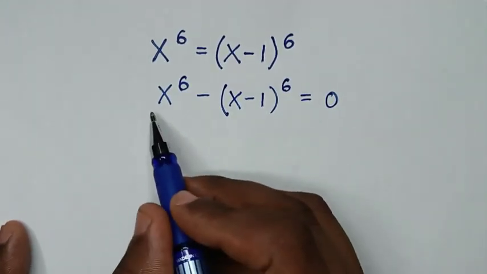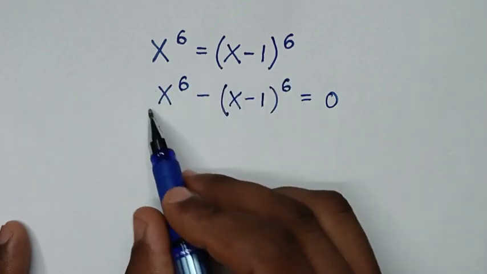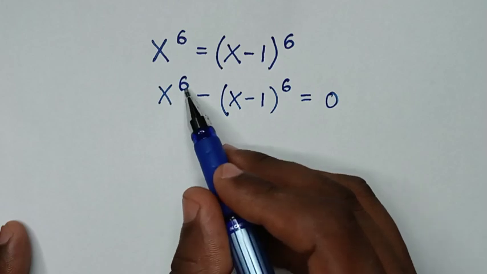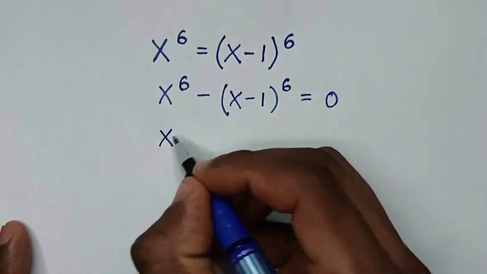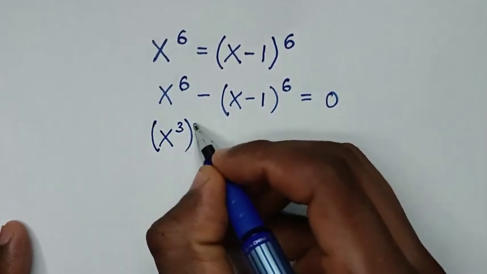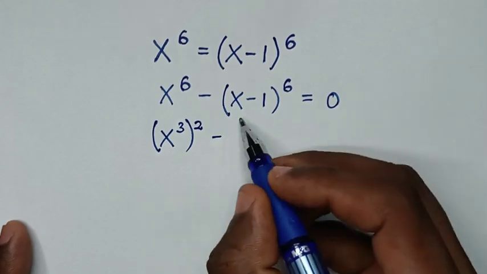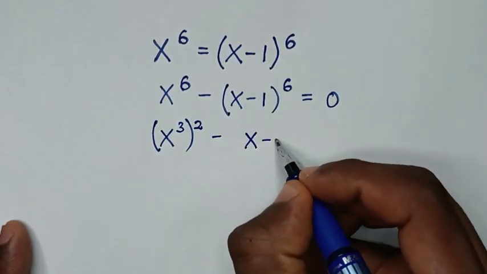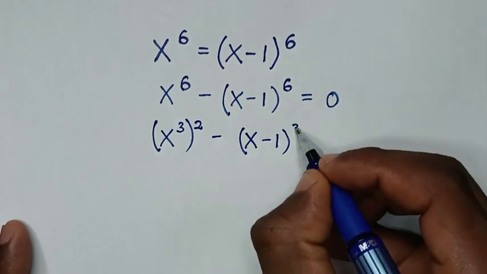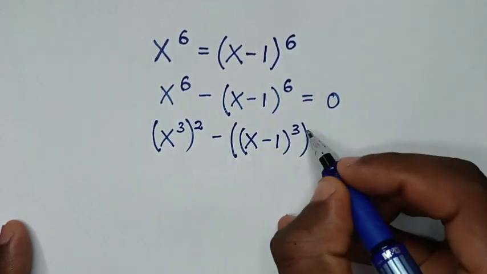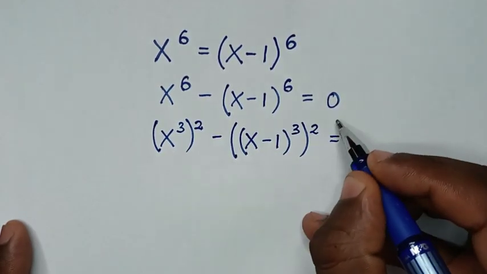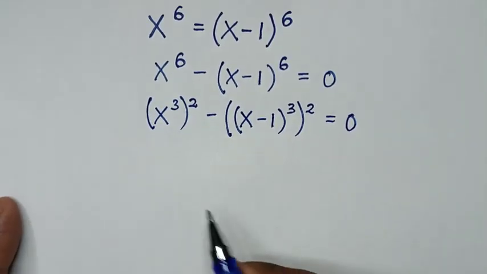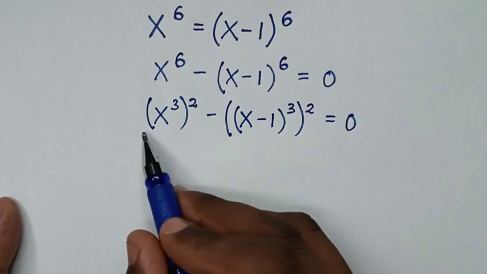Then in the next step, on the left side, we'll make this in the form of a perfect square. So x^6 is (x^3)^2, minus (x - 1)^6, which is ((x - 1)^3)^2, is equal to 0. Now this is in the form of a perfect square.